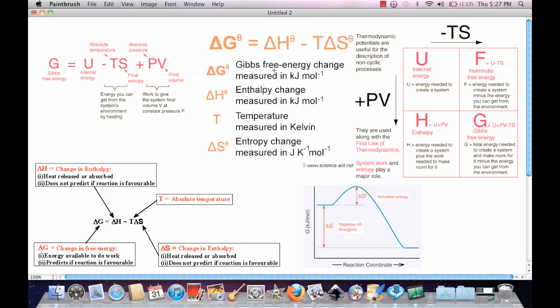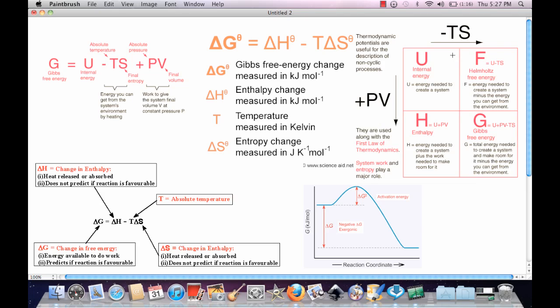So Gibbs free energy is measured in kilojoules mole to the power of -1. Enthalpy change is measured in kilojoules mole to the power of -1. That makes sense because this is the unit you're going to be using for Gibbs free energy. And then temperature is kelvins and entropy is in joules K to the power of -1 mole to the power of -1. This is not really important. Just keep in mind it's measured in kilojoules mole to the power of -1.